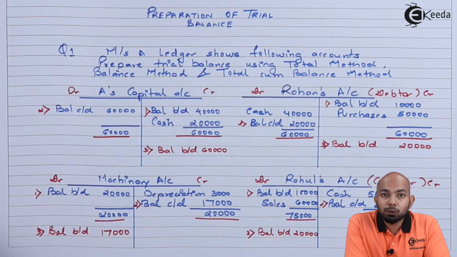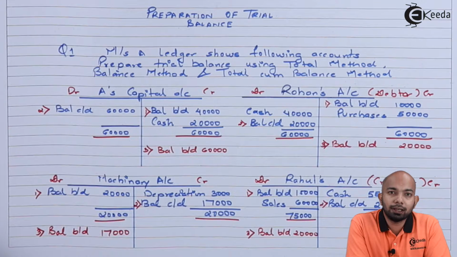One is the totals method. Second is the balances method. Third is the total cum balances method. Out of these 3 methods, the balances method is the most commonly used. However, when we talk about preparing a trial balance, we'll take this example and prepare all 3 methods so that you are familiar with how each of them goes and how simple they are when it comes to preparation of a trial balance.